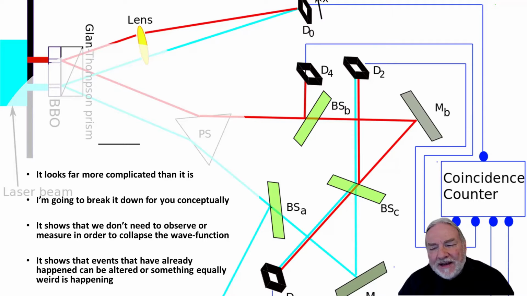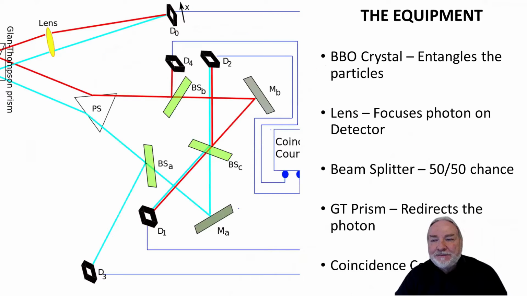It also shows a very strange effect because it's the double slit, but with entangled particles. It shows that entangled particles operate over time, temporal quantum entanglement, as well as distance. In effect, it shows that events that have already happened can be altered. I know that sounds weird, but that's the way it is.